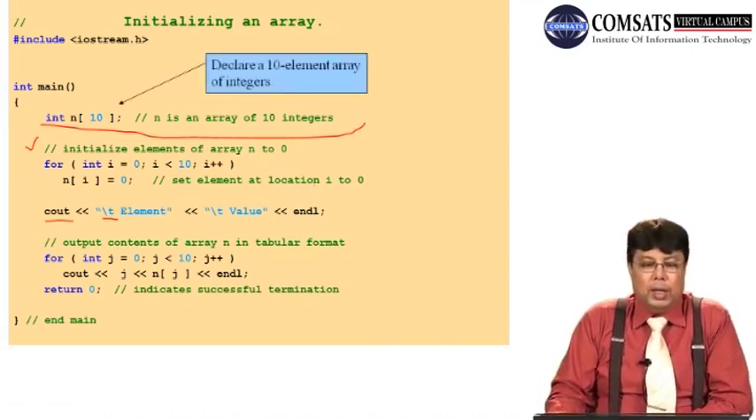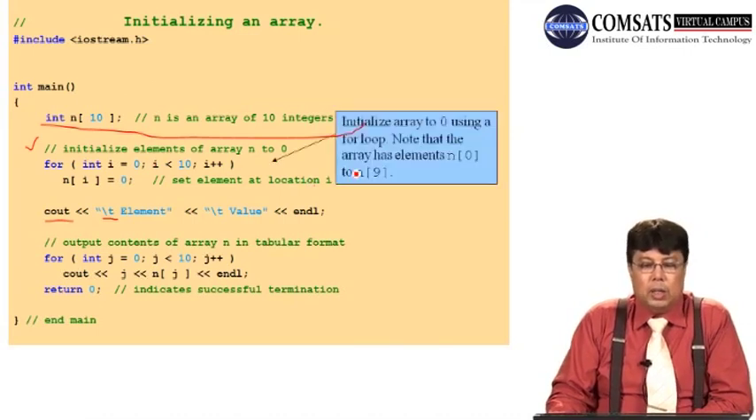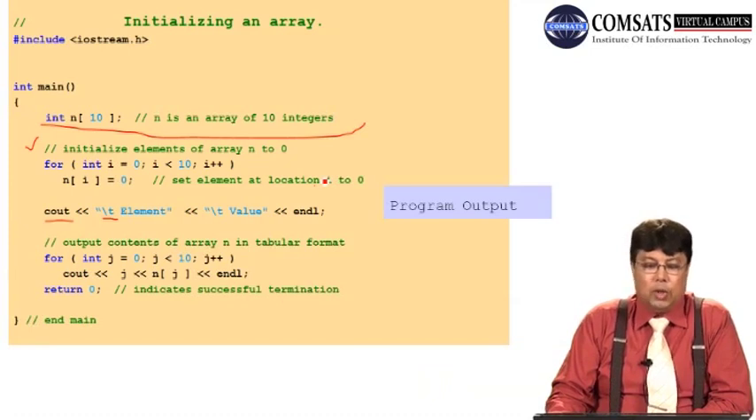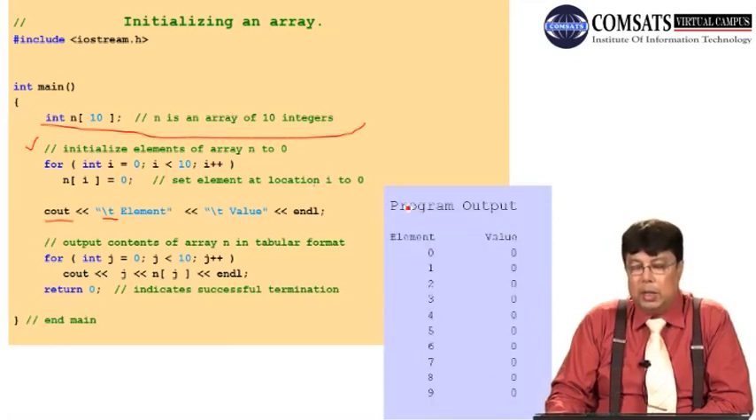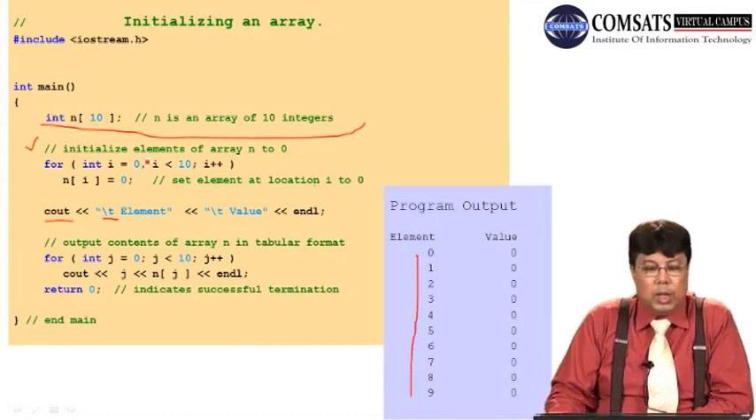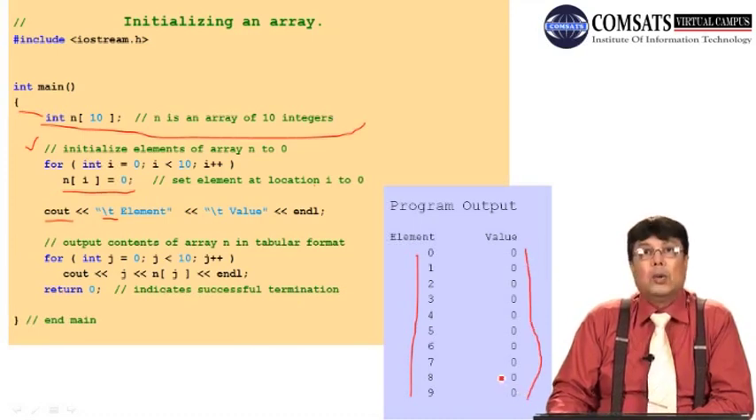So here we have declared an array of 10 integers, and here we have used a loop to initialize it, from 0 to 9. And what should be the program output? You have put a value from 0 to 9. So that means element 0 should have value 0. Its value is not 1 to 9. We have put each and every value as 0. So each and every value of this array is 0 here.